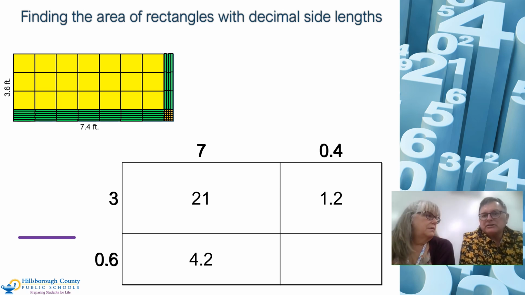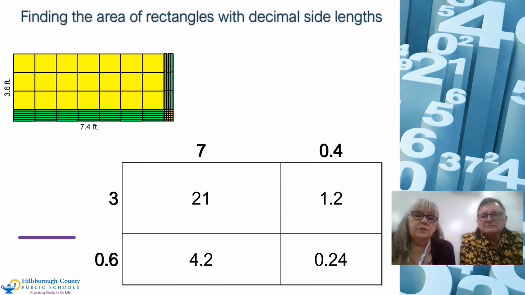Sure, and I'm just going to think of a basic fact. 6 times 4 is 24, which is a strategy. Exactly. And sense making tells me that I'm taking part of a part, so it's got to be 24 hundredths. It is 24 hundredths, and we're going to go ahead and fill that into our open area model.